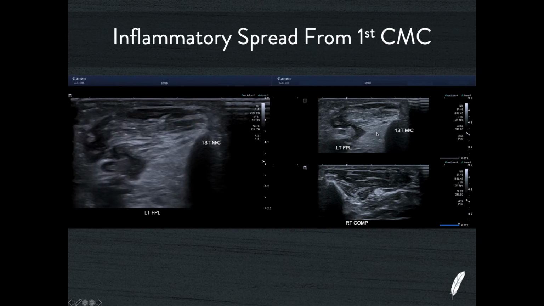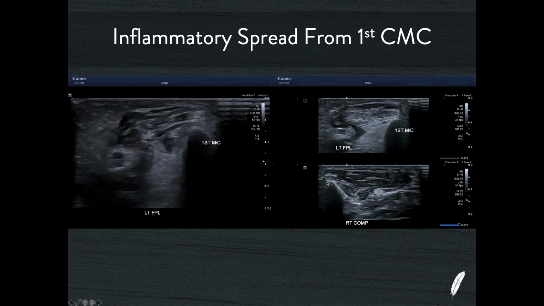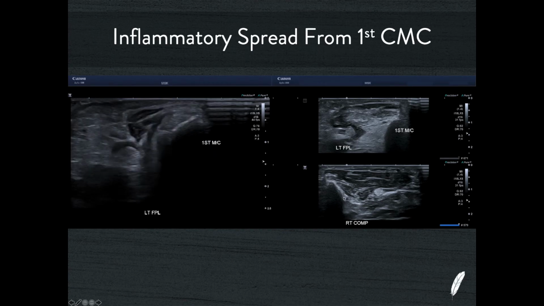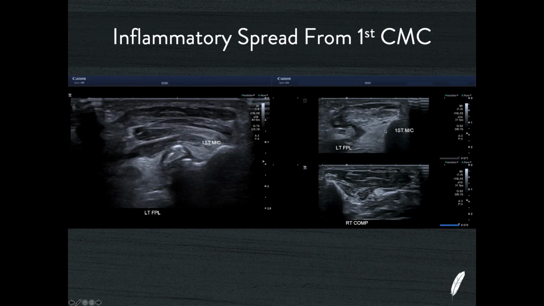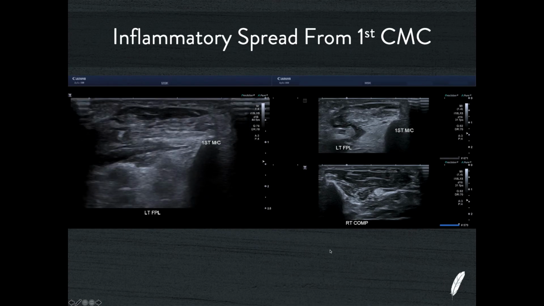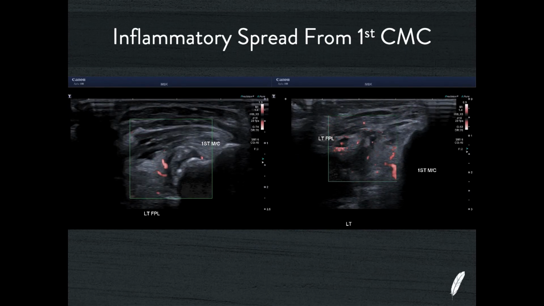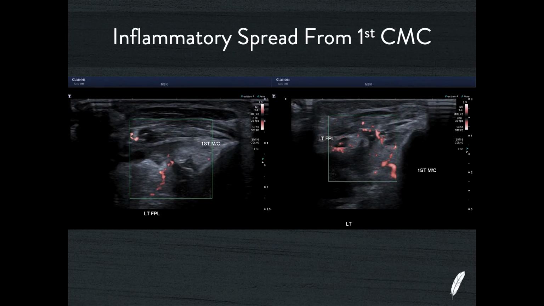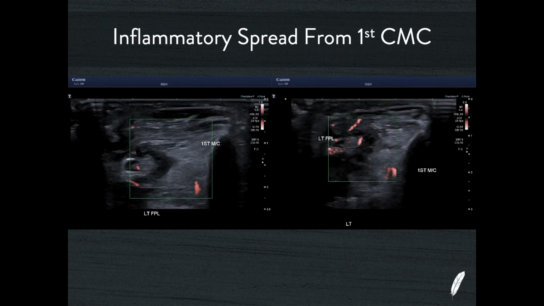So this is a nice split screen comparison. This is the first metacarpal shaft here on the symptomatic side and the first metacarpal shaft on the asymptomatic side. And you can see how these muscles are more echogenic, and you've got all this inflammatory change sitting in here. If you then look with the Doppler, you'll see how vascular this echogenic area is. So it's a real inflammatory response and direct spread from that CMC joint arthritis.